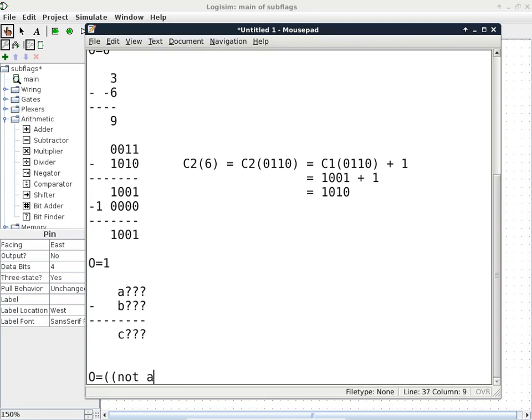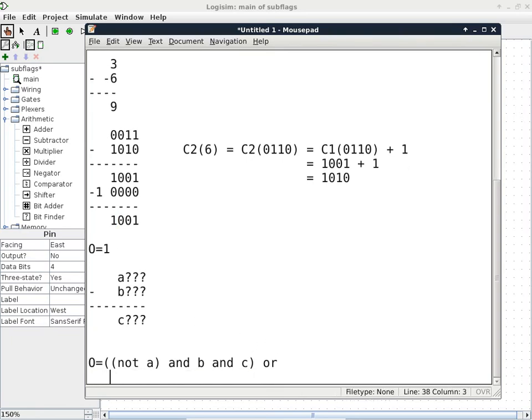Okay, not A, and B, and C. That covers the first case, right? It covers the case where A is 0, B is 1, and C is 1. But there's one other case where the sign would not make any sense, and it's the exact opposite of all this stuff here. When we are subtracting a non-negative value from a negative value, and then the result somehow ends up being non-negative, that also does not make sense.